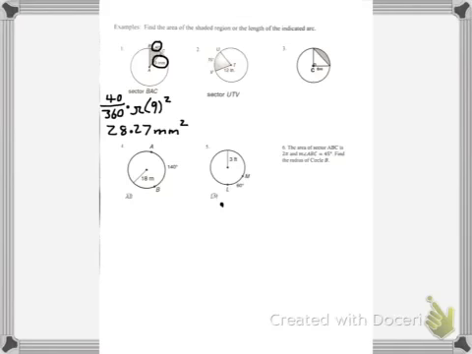Okay, look at number 2. This time the only thing that changes are the numbers here. We're looking at sector UTV here. There's my angle, 75 degrees. There's my radius, 12 inches. So let's use those two numbers in our equation this time. So 75 goes on top of my fraction, 360 still on the bottom.